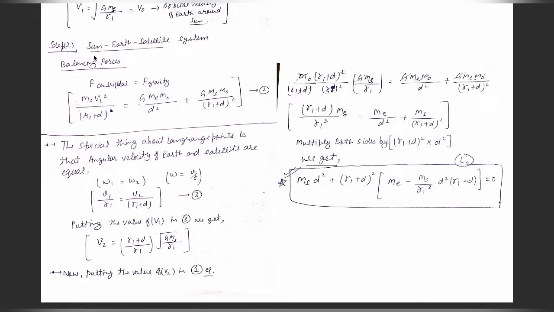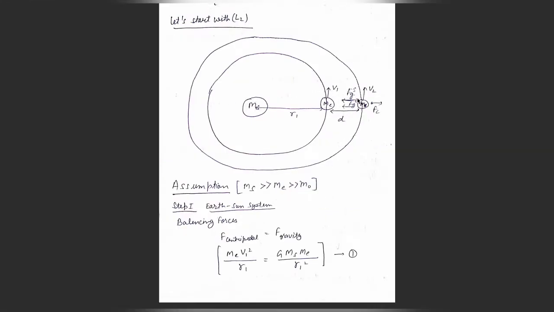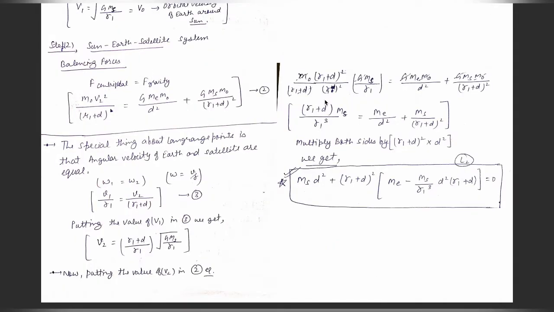In step 2 we take a 3 body system in which the Sun, Earth and satellite are there, and we balance the forces on it: the centripetal force acting on the satellite and the gravity forces acting on the satellite. Here you can see the gravity force on the satellite is due to both Earth and Sun, and it is in the same direction. But in the case of L1, the force of gravity from the Earth will be different, so keep that in mind. After solving, we get this expression after putting in the values.